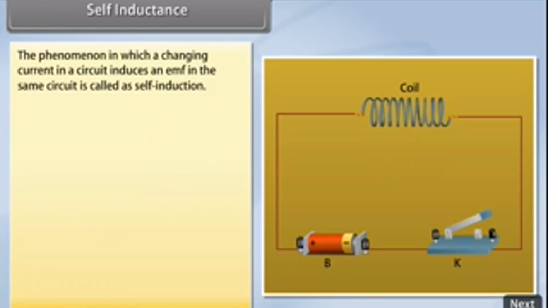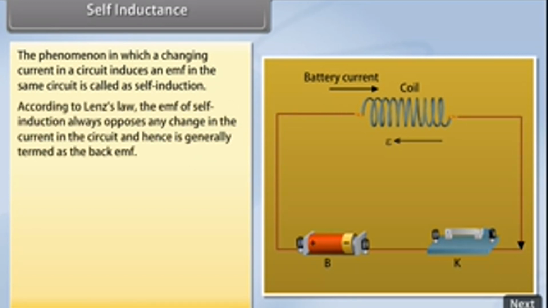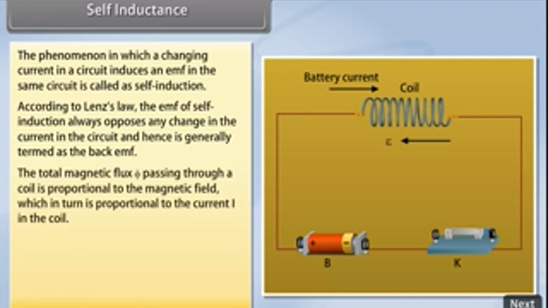Self-inductance. The phenomenon in which a changing current in a circuit induces an EMF in the same circuit is called self-induction. According to Lenz's law, the EMF of self-induction always opposes any change in the current in the circuit and hence is generally termed as the back EMF. The total magnetic flux passing through a coil is proportional to the magnetic field, which in turn is proportional to the current I in the coil.